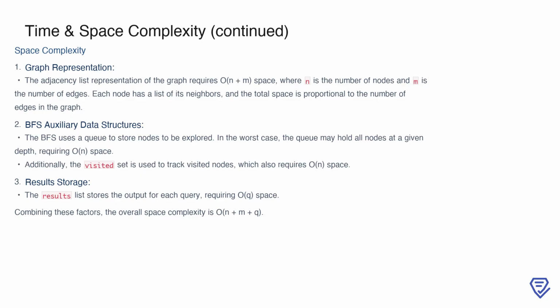In the worst case, this queue might hold all n nodes at a particular depth, consuming O(n) space. Additionally, we maintain a visited set to track which nodes have already been processed, which also requires O(n) space. Finally, the results list, which stores the output for each of the queries, adds an additional O(q) space requirement. When we combine these factors, the overall space complexity of the solution becomes O(n + m + q). This efficient use of memory ensures that the solution remains scalable even for larger graphs and multiple queries.